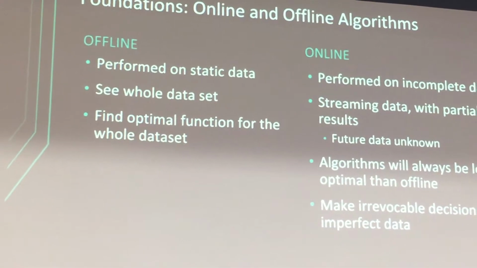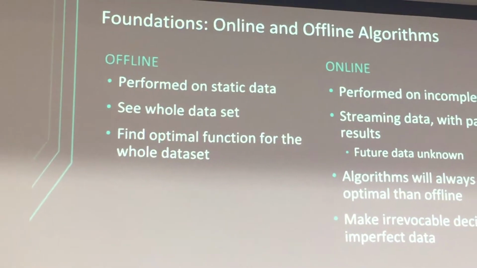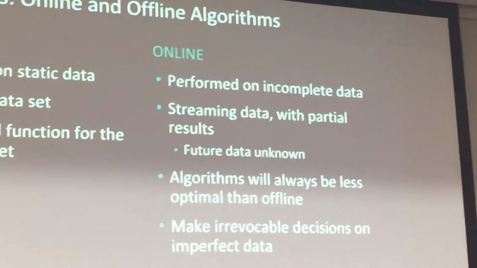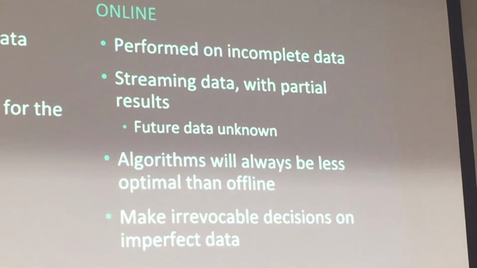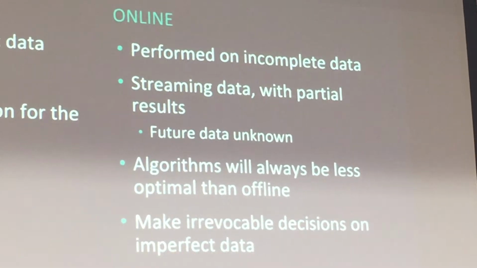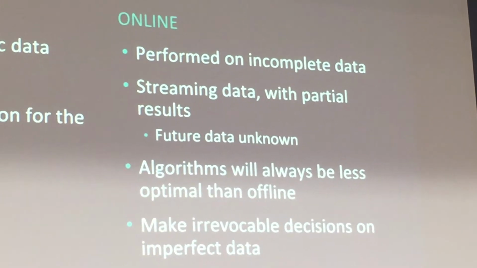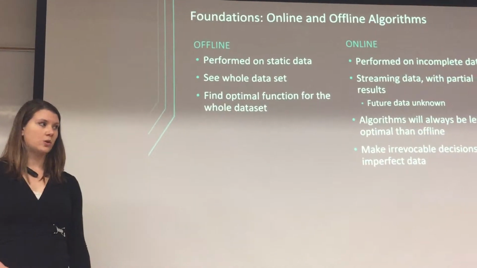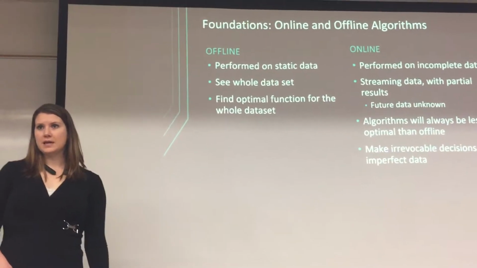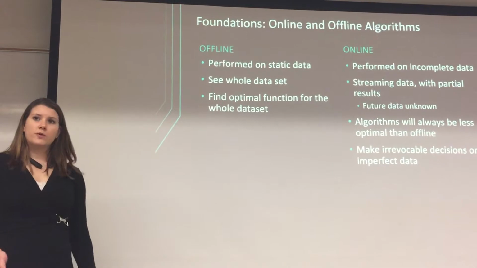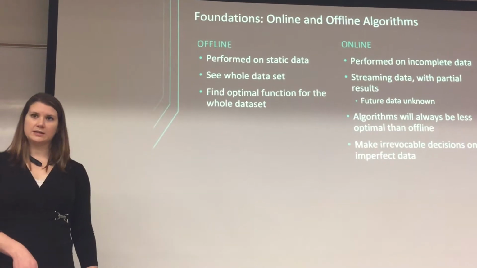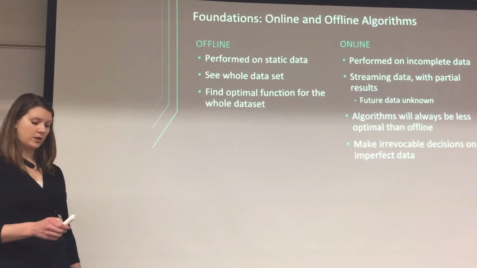The contrast to this is the online algorithm, where you're trying to make decisions based on incomplete information. It's typically related to streaming data, such as an actual online query, say a search query, where you only have partial data and there's still future data that is an unknown element that you have to take into consideration. Because you're making decisions on partial information, your online algorithms will always be less optimal than your offline algorithms. You're basically making irrevocable decisions at each point without having the complete picture of what you're looking at.